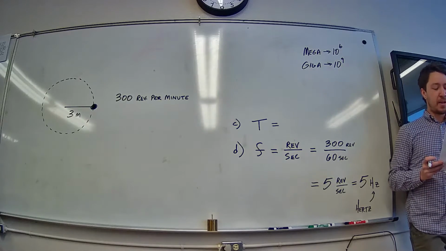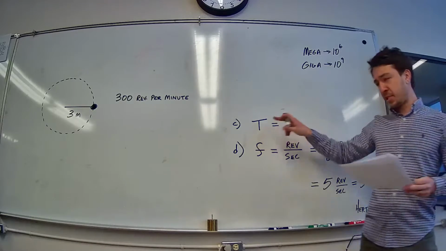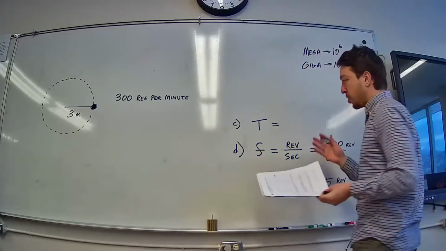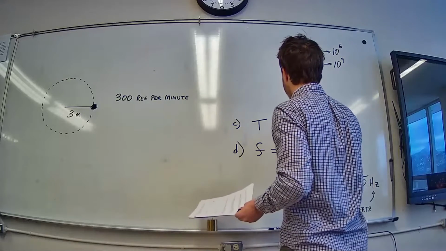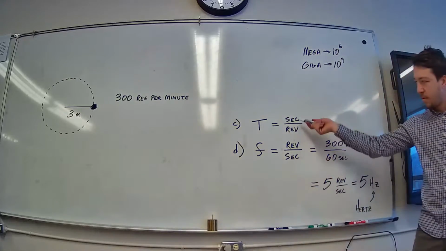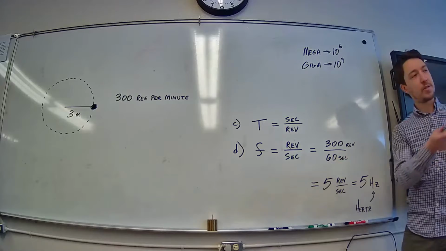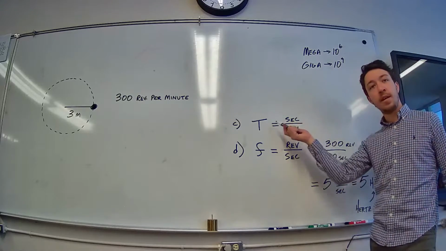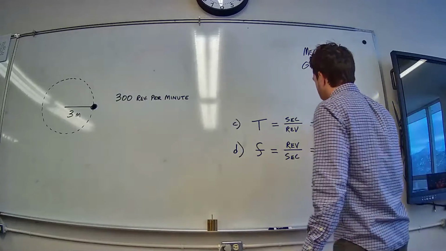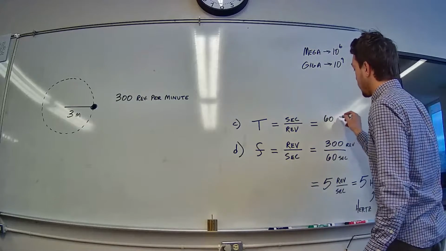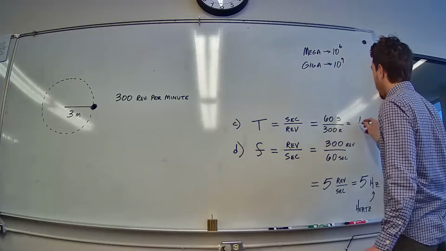All right, let's move on here. Period, capital T, is used for period. The choice of letter is a small hint that it's describing an amount of time. So the period is how many seconds each revolution takes. What's the relationship between T and f? They're reciprocals. So the period and the frequency are reciprocals of each other, right? In this case you could calculate it like this: it took 60 seconds to complete 300 revolutions, so that's a 1/5.